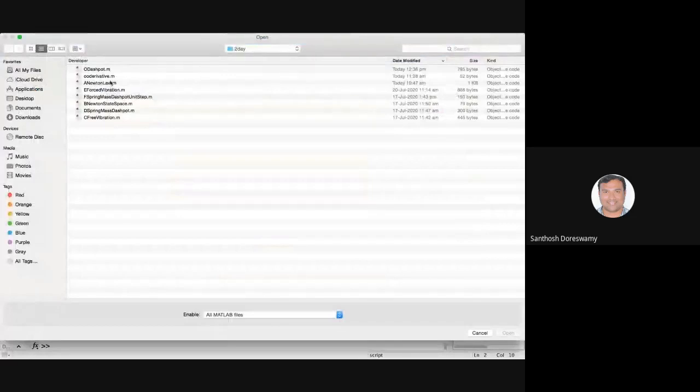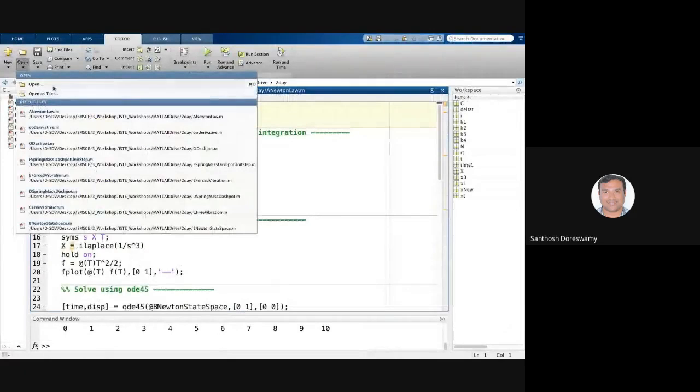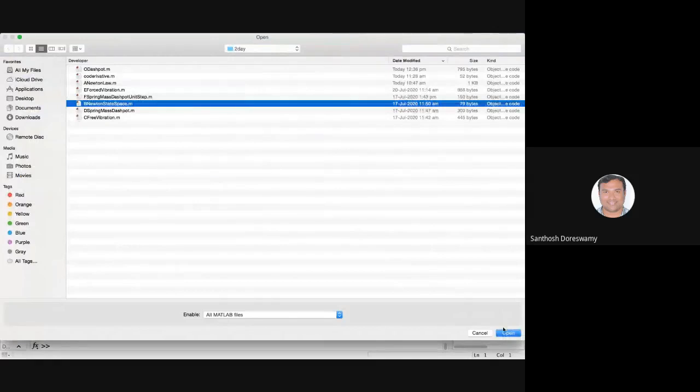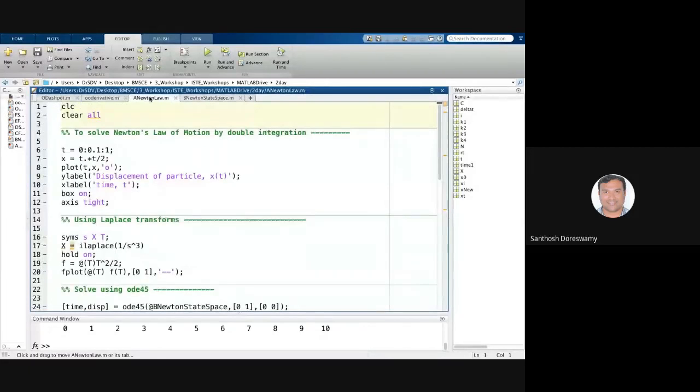open up. Okay, so you have a Newton's law. You will try to solve the Newton's law of motion for a particle. In this code, you will try to estimate that with a double integration, setting the initial conditions as 0. That means the displacement at time t equals 0 and velocity equals 0 at time t equals 0. And if you perform a double integration, you will get x equals t square by 2. And that is the exact solution to the motion of the particle in one dimension.